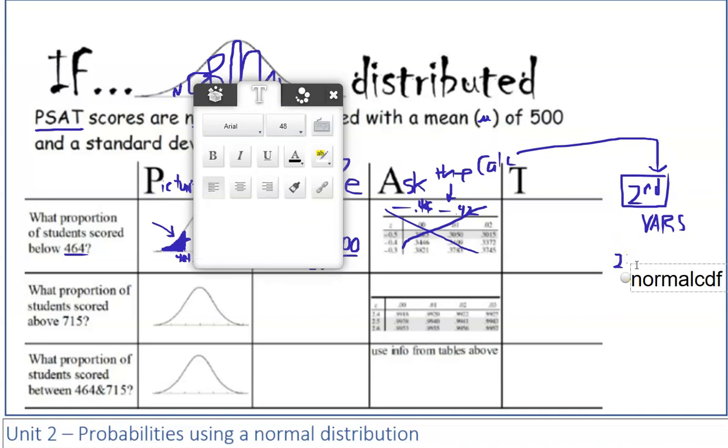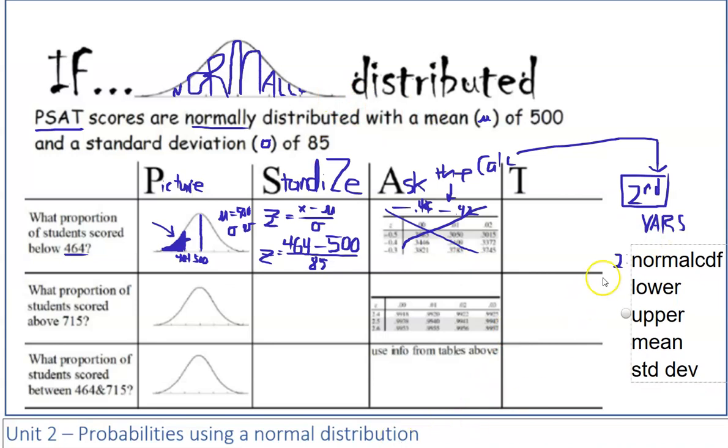Normal CDF. And when you go to normal CDF, you're going to have four options: a lower, an upper, the mean, mu, I'll just put mean here, and then the standard deviation. Those are the choices that you'll have, and that's what you'll enter. For the lower, it's the lower boundary. Well, what's the lowest PSAT score you can get? I don't know, but we're just going to put 0 in there. Or honestly, a better number to put in there is negative 99999, just a bunch of nines.